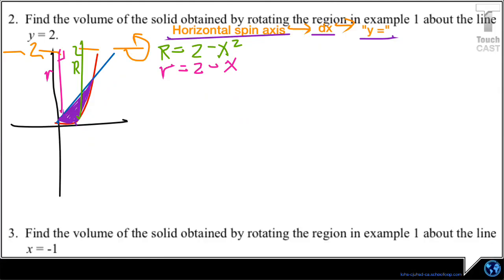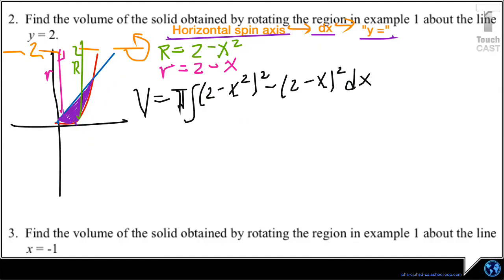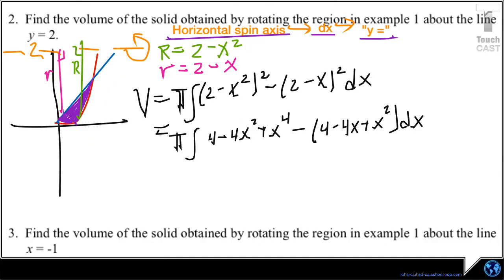Now I'm ready to integrate. So I'm substituting in the large radius and squaring it, minus the smaller radius and squaring it, and then I'll FOIL. And of course I forgot, since I'm integrating with respect to x, I need to see the leftmost bound of the shaded region in terms of x, and that would be 0, and the rightmost bound of the shaded region in terms of x would be where they intersect, which is 1. So my bounds are from 0 to 1.